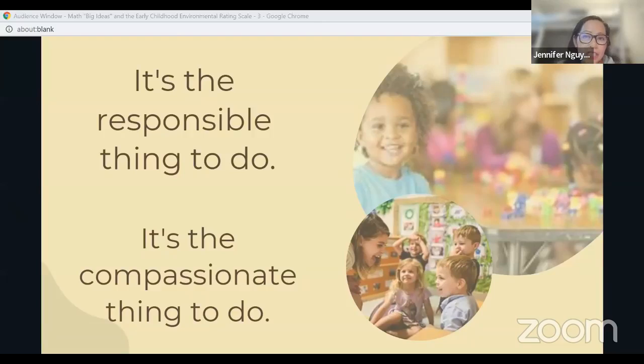So we as preschool educators in our learning environments have that unique opportunity to encourage the growth mindset when it comes to math that allows all children and adults to become math people and perceive themselves as able. So again, it's the responsible thing to do. It's the compassionate thing to do. We can set these children up for success in subsequent learning environments and in overall life skills if we support the big ideas of math.